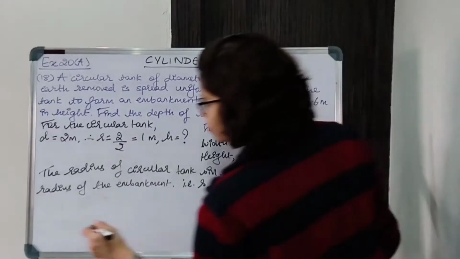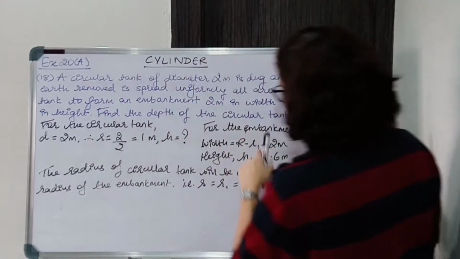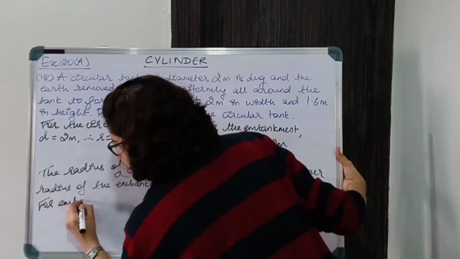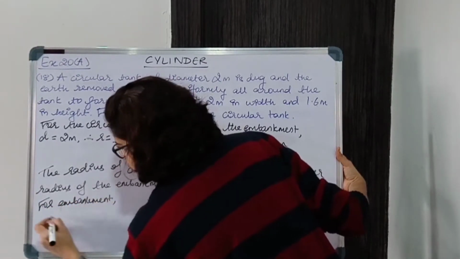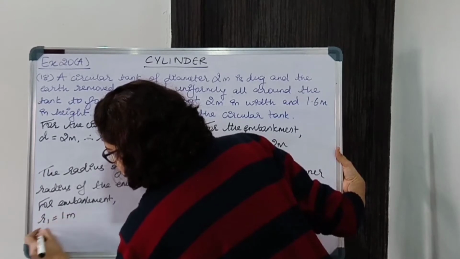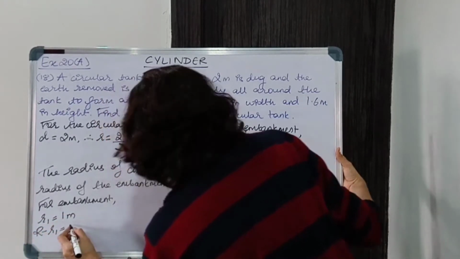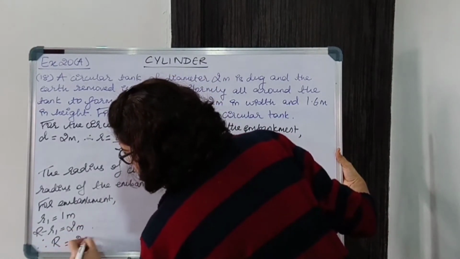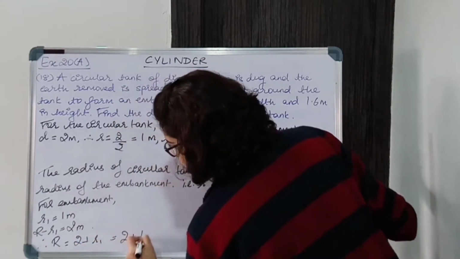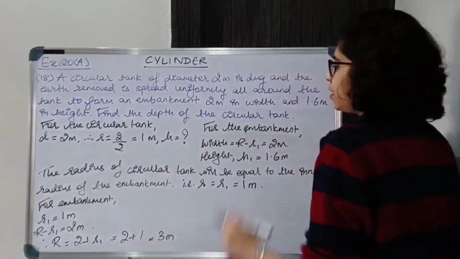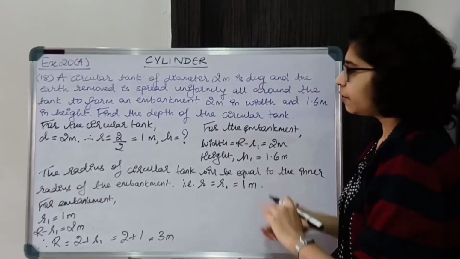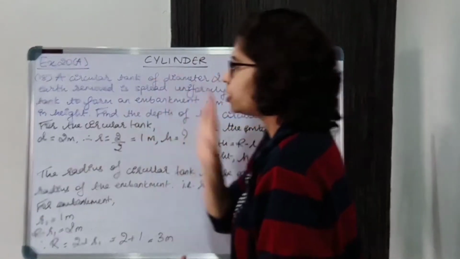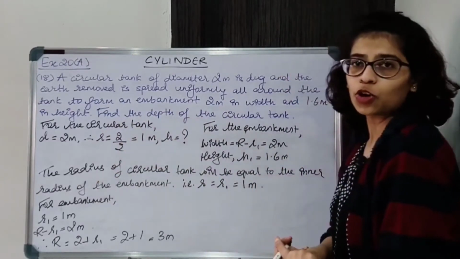Okay, so for embankment you will write down, r1 is equal to 1 meter and r minus r1 is equal to 2 meters. So therefore r is equal to 2 plus r1, which is equal to 2 plus 1, which is equal to 3 meters. Now we got all the dimensions of this embankment. We can easily find the volume of the embankment, and we'll equate it with the volume of the circular tank.